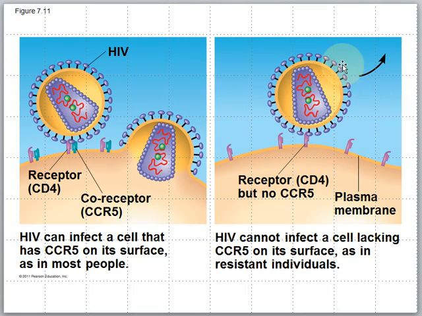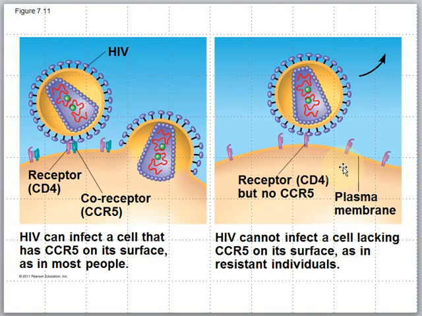So this person, see, the virus is trying to attach, but because this person's cells lack one of the co-receptors, the virus may be within the body, but it never actually is able to enter the cell. So this person does not get infected, is resistant.